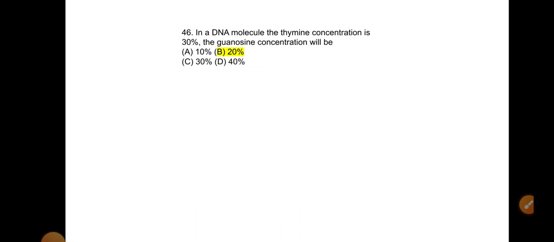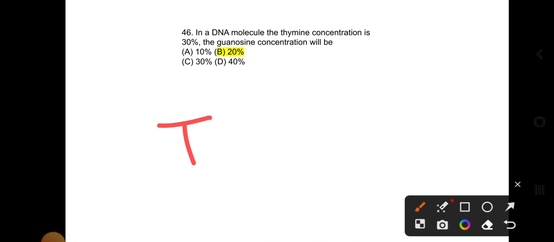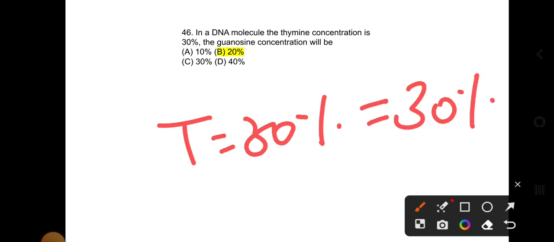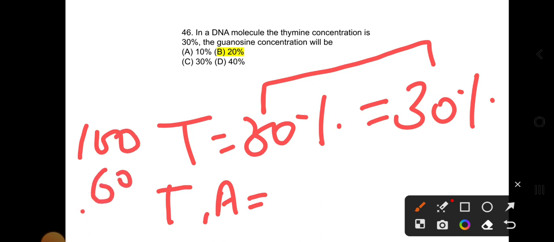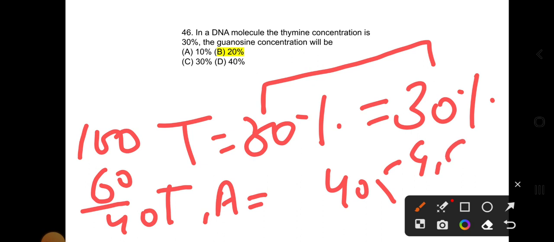In a DNA molecule, thymine concentration is 30%. So if T is equal to A, then A will also be 30%. So total T and A have become how much? 30, 30, 60%. Okay. Now, how much of DNA will be left from 100%? 100 minus 60 will be 40. So, 40 will be equally distributed between the rest of the nitrogenous bases which are left. So, what is left? G and C. So, 20% will be left, and therefore, guanine concentration will be 20%.